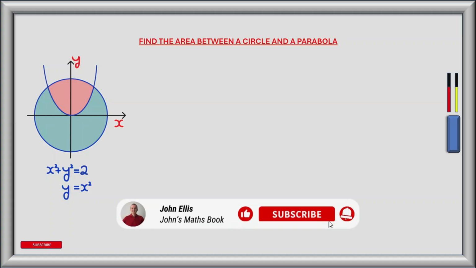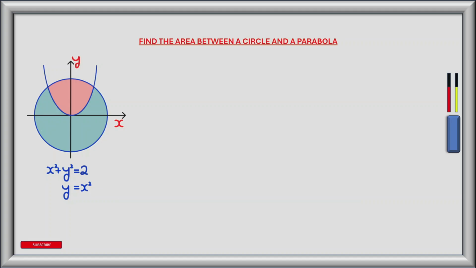We have a circle with a parabola passing through it, creating an area of intersection shown here in red on the diagram. We are tasked with finding the area of intersection shown in red using double integrals and polar coordinates. The equations of the circle and the parabola are shown in Cartesian coordinates. The circle has a radius of the square root of 2 and is centered at the origin. Its equation is x² + y² = 2. The parabola has an equation of y = x².